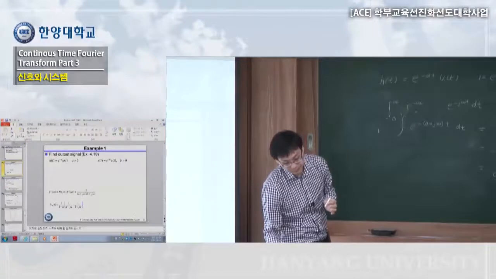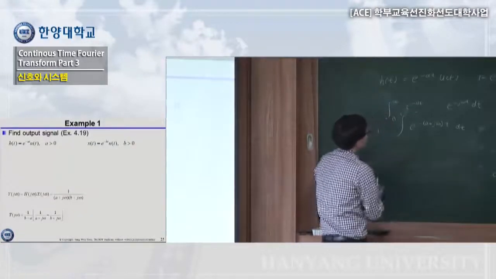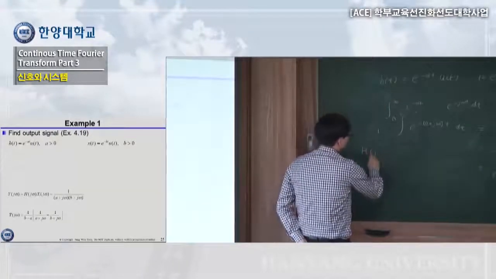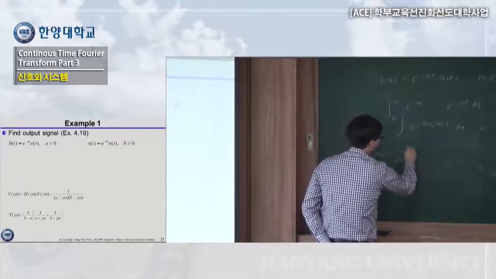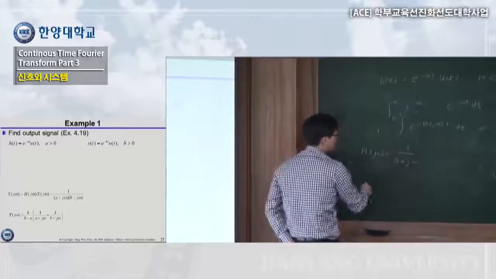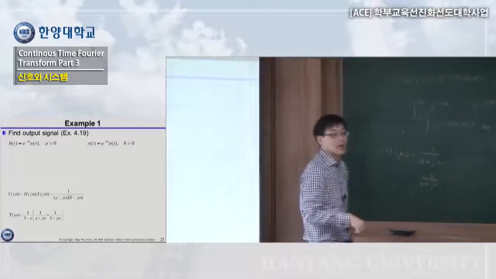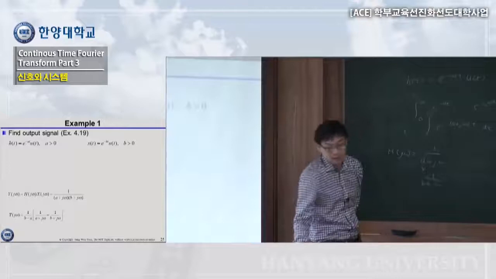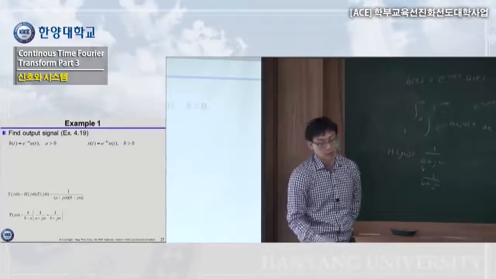Using this property, this one's Fourier transform is what? H of j omega equals 1 over a plus j omega. What about x? There will be 1 over b plus j omega. So the output is what? Multiplication of these two. So you can see that. Alright, the output is a times x, which is 1 over a plus j omega times b plus j omega, multiplication. This is your signal.